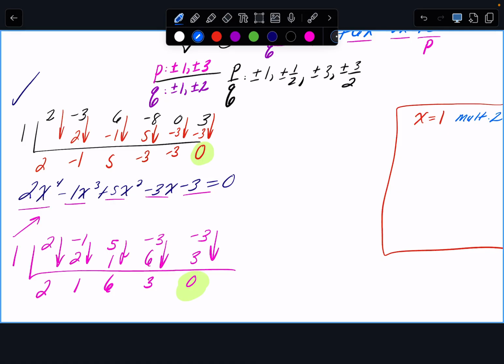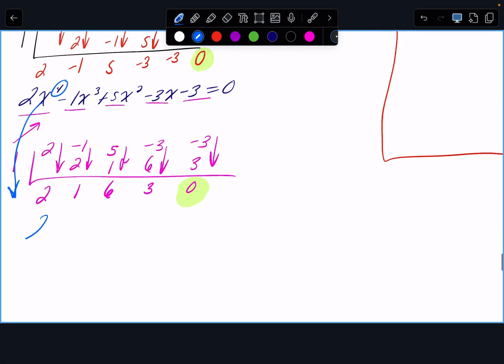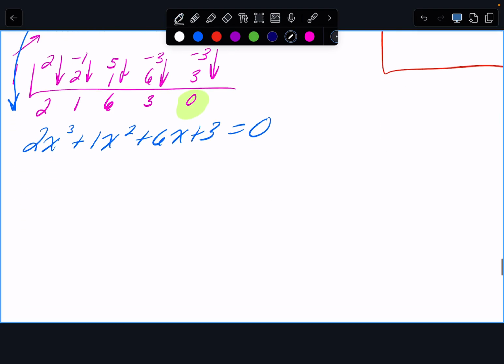Now we just went from a power of 4. We've divided it down once. So now it's at a power of 3, 2x cubed plus 1x squared plus 6x plus 3 equals 0. Now, could we test 1 again and see if it's multiplicity of 3? Sure, we could, if you chose to do that. It doesn't work, though. Your remainder is not 0.